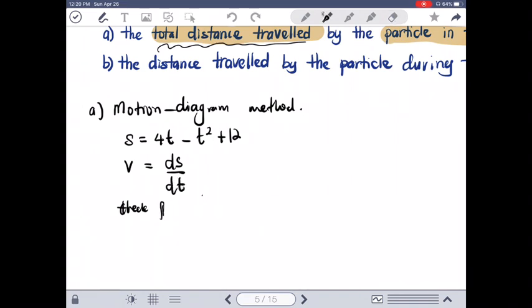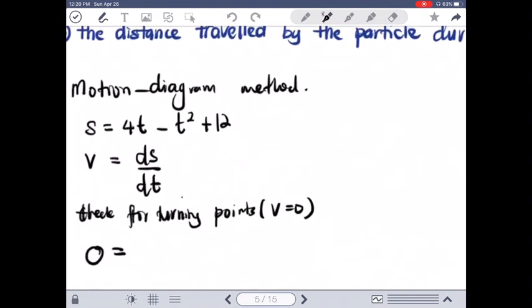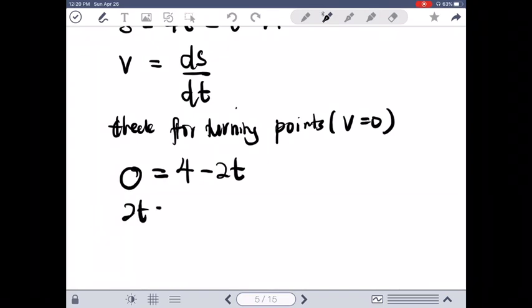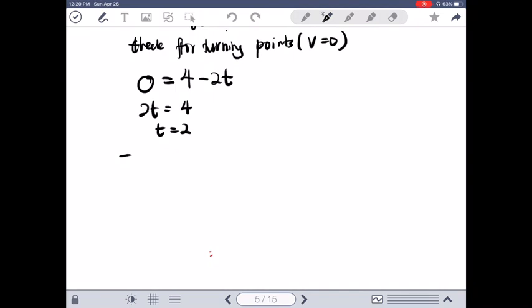Check for turning points. That is when v equals 0. So v equals ds over dt. Differentiate that function, we should get 4 minus 2t. Therefore, 2t equals 4, t equals 2. So turning points happen when t equals 2.